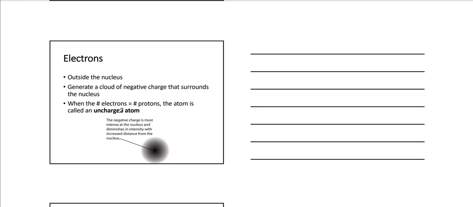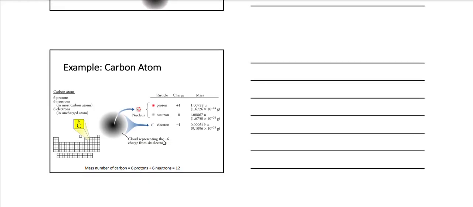So when the number of electrons equals the number of protons, what does that mean? That means when your positive particles, the protons, equal the count of electrons, the negatively charged particles, we call this an uncharged atom. Okay, so the atom will have no charge, zero charge, because the positive is canceling out the negative. Okay. Let's take an example for carbon. Let's look at the carbon from the periodic table.